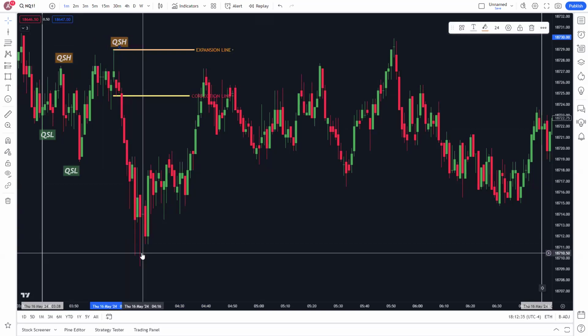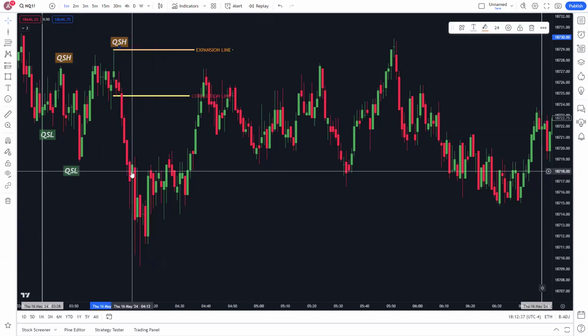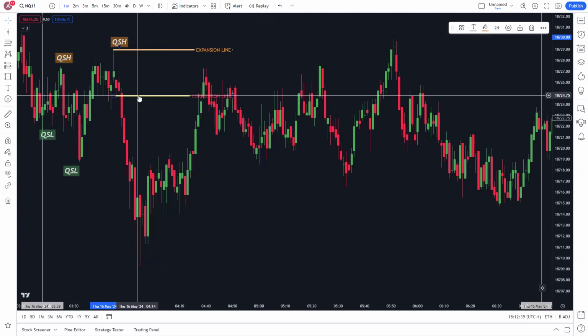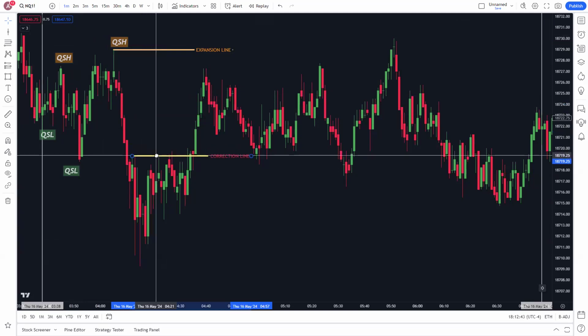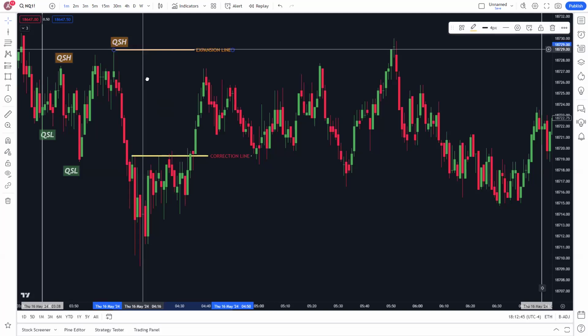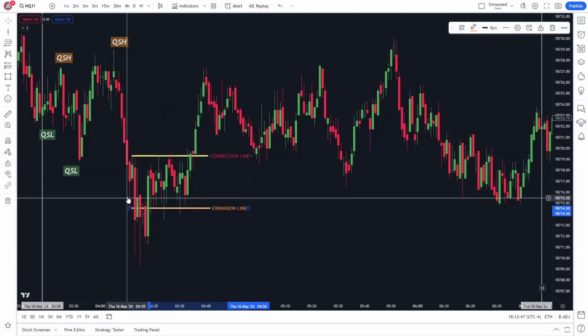And then we kept moving lower, right? We have another one right here, but as you guys can see there, it's isolated for the swing low, right? So the correction will be above this green candle and the expansion will be below this red candle right here, as you guys can see right here.